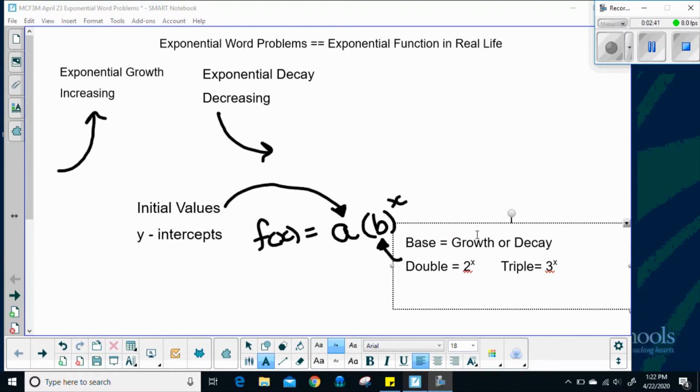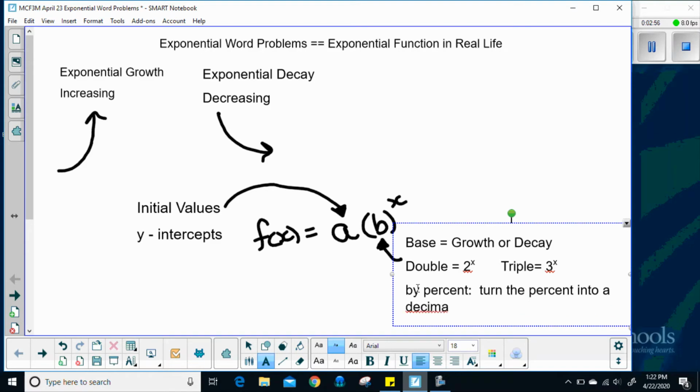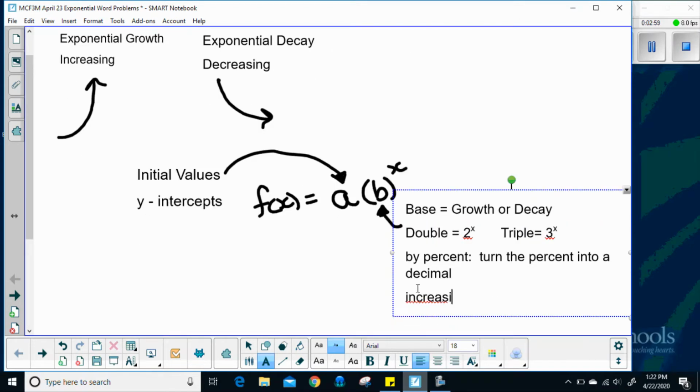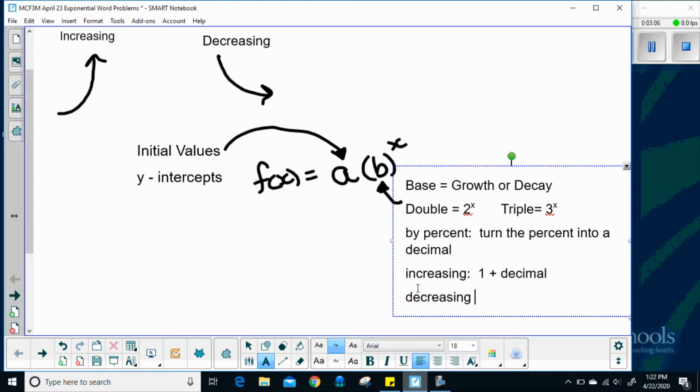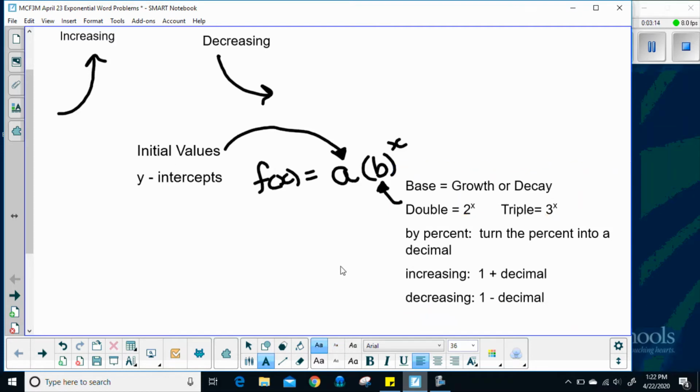We're also going to do a lot of increasing and decreasing by percent. So when I increase and decrease things by percent, well, I'm going to have to turn the percent into a decimal. And then if I'm increasing, then I'm going to do 1 plus that decimal. And when I'm decreasing, I'm going to have to do 1 minus the decimal. So what do I even mean by that? Oh my goodness, we need to get some examples in here to figure this one out.